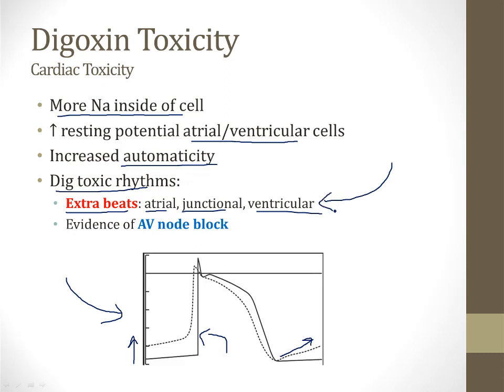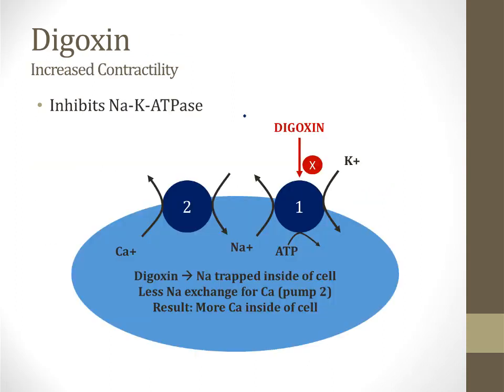In addition, patients who have dig toxicity often have evidence of AV nodal block. They may have a first-degree AV block or even more severe forms of AV nodal block. These are commonly seen in patients who have digoxin toxicity. I want to go back to this slide and make one other point. I told you before that hypokalemia can precipitate digoxin toxicity, but you should also be aware that in the setting of digoxin toxicity, hyperkalemia is often seen.